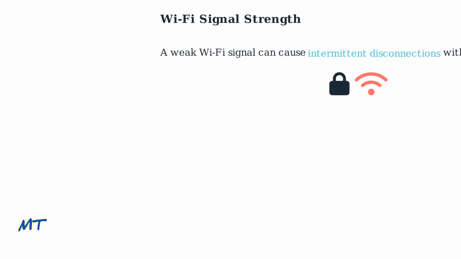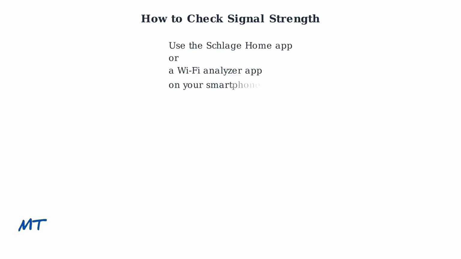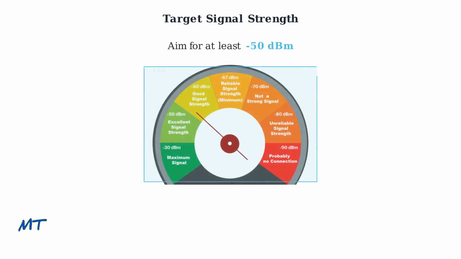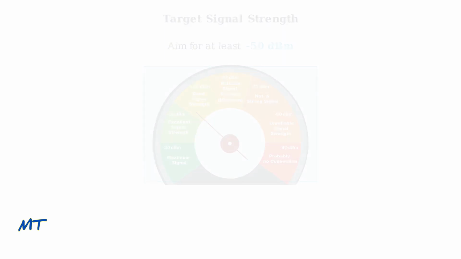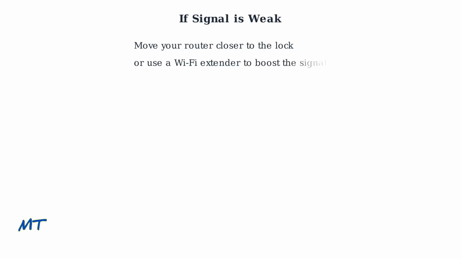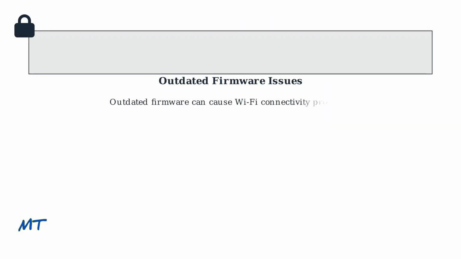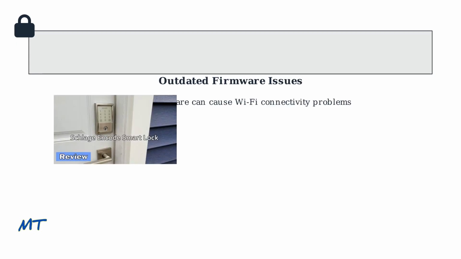A weak Wi-Fi signal can cause intermittent disconnections with your Schlage lock. Use the Schlage Home app or a Wi-Fi analyzer app on your smartphone to measure the signal strength near the lock. Aim for at least -50 dBm for reliable connection. If the signal is weak, move your router closer to the lock or consider using a Wi-Fi extender to boost the signal.